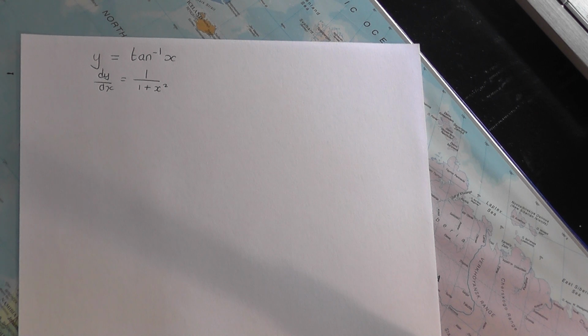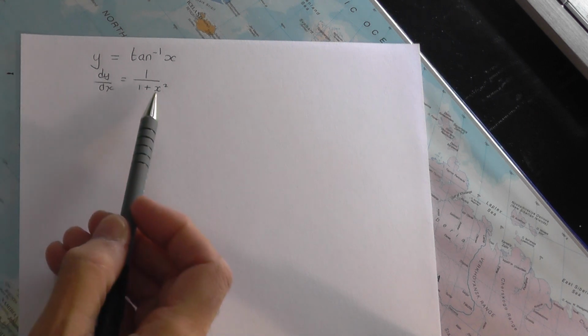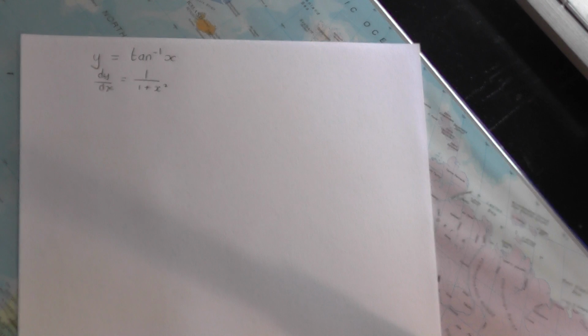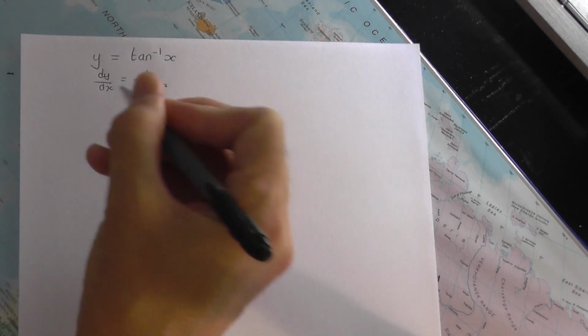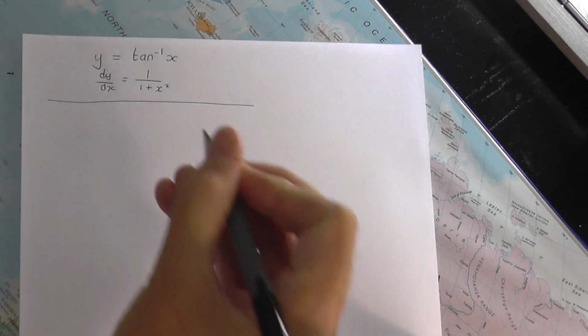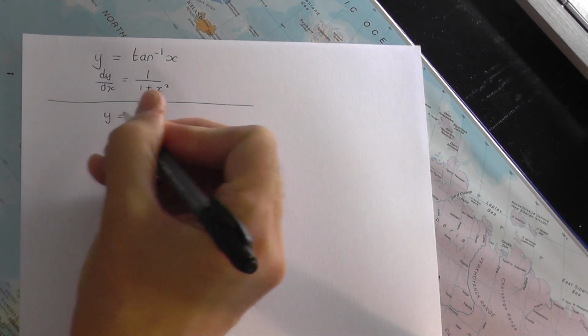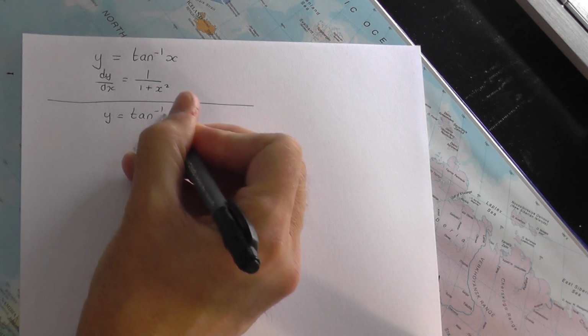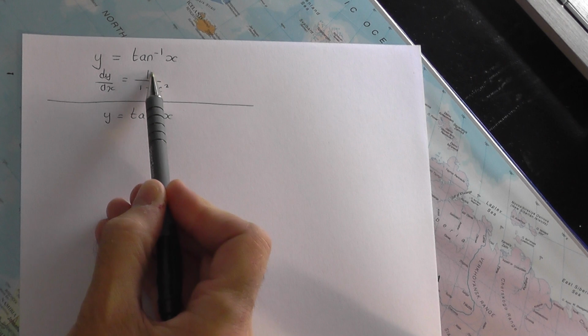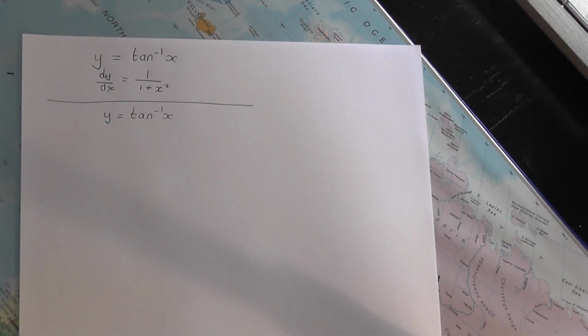And 9 times out of 10 when you use this, you will just quote that result without any proof whatsoever as you do a product rule or a quotient rule or whatever. However, sometimes they'll ask you the following. Starting from y equals tan to the minus 1 of x, can you please prove that that is the case? And when they say prove that's the case, they don't mean prove from first principles. This is the proof that they mean.